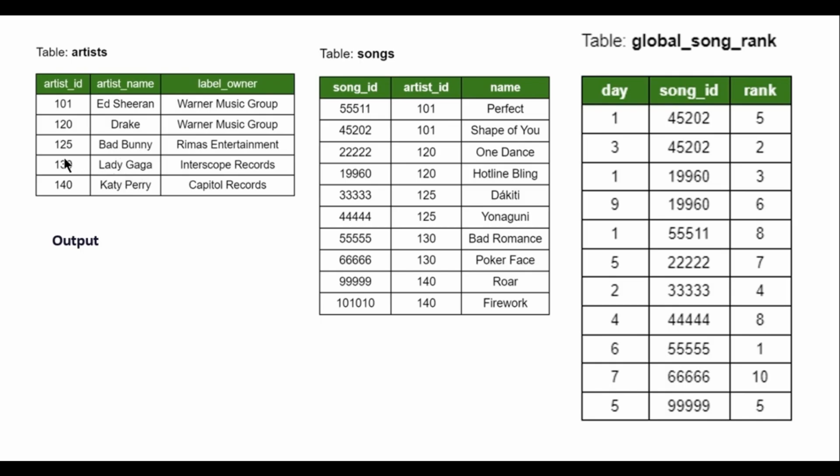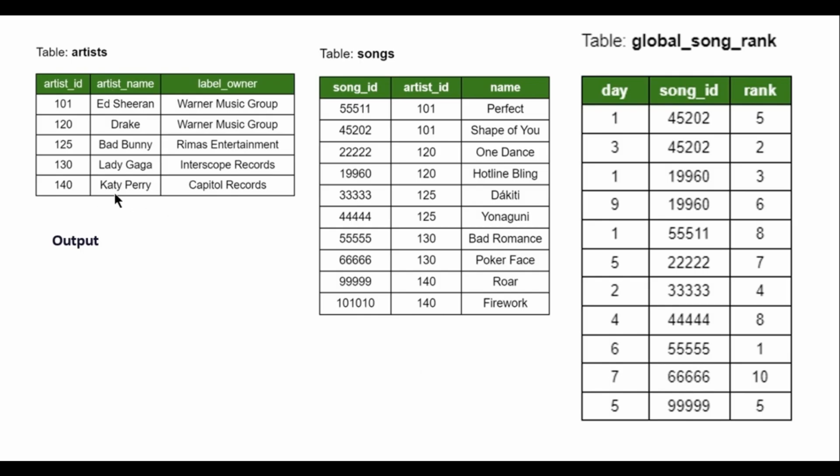Now, if we see Lady Gaga, she has the artist ID 130. For this particular artist, there are two songs, with song IDs 5555 and 6666. In the global song rank table there are two song IDs over here, and since both are under 10, with rank 1 and rank 10, both of them fall under the filter option that we have, that is top 10. So again, the total appearance for this particular artist is also 2.